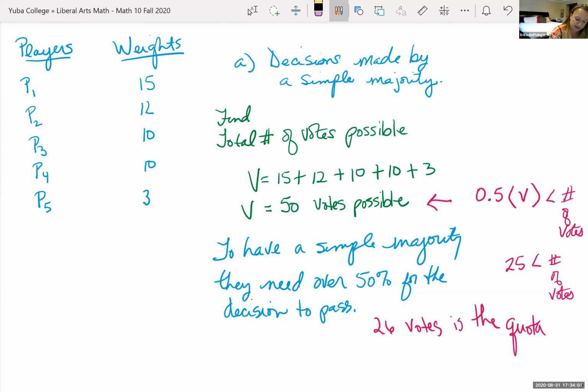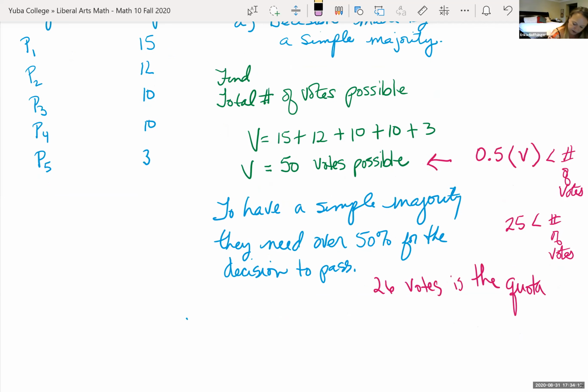And so to write this out, we're going to put the quota, so we're going to have brackets. We mark the quota, which we found to be 26, colon, and then we're going to mark down the weights of each voting player, largest to smallest, which they list. So 15, 12, 10, 10, and 3.